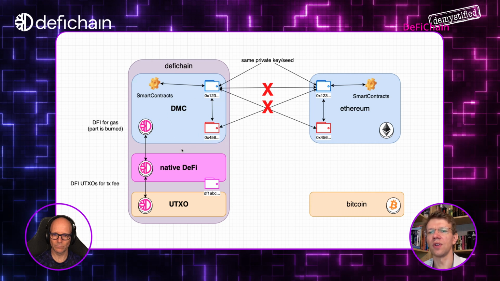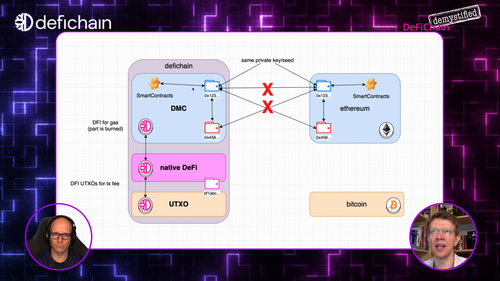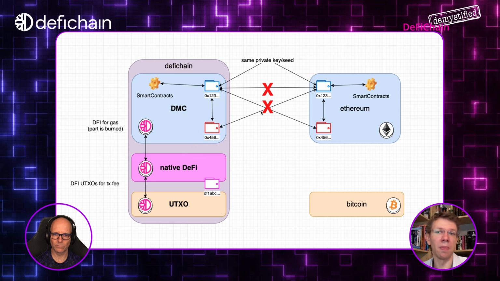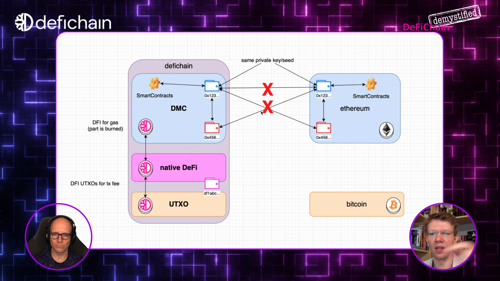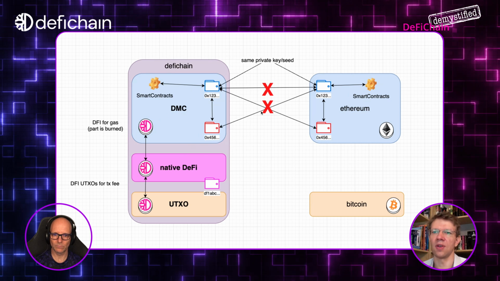If you deploy something on DMC, it's deployed here. If you deploy it on EVM, it's here, and you can't interact cross-chain with a smart contract. You need a bridge for that. There might be bridges for that. But it's not that as soon as you do it, it's on both or whatever. It's really on the chain that you deploy it. There it is. There you can interact with it.